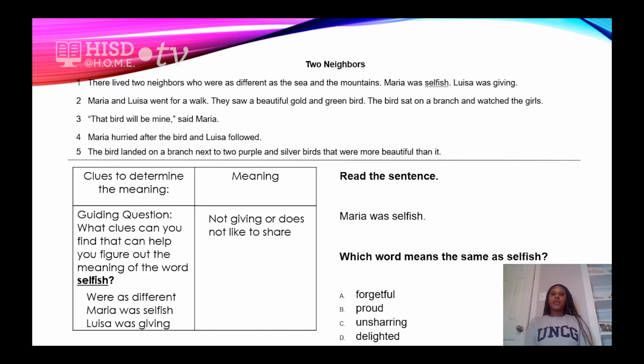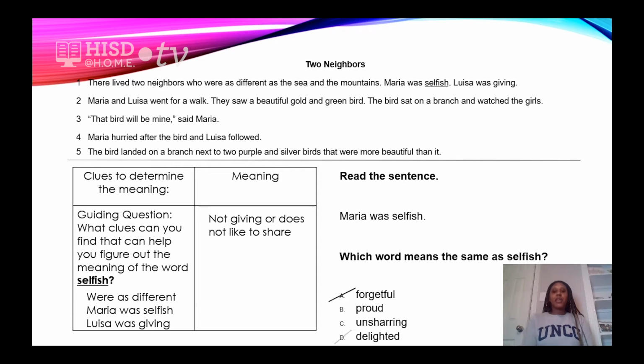So next I'm going to read my question. Read the sentence. Maria was selfish. Which word means the same as selfish? So I know selfish means that they're not giving or you don't like to share. The first one I'm going to get rid of is A, forgetful, because forgetful means that you forget something, not necessarily that you don't like to share something.